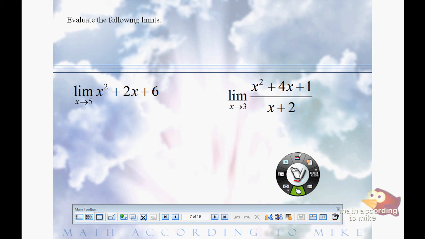The limit as x approaches 5 of x squared plus 2x plus 6. The limit as x approaches 3 of x squared plus 4x plus 1 all over x plus 2.